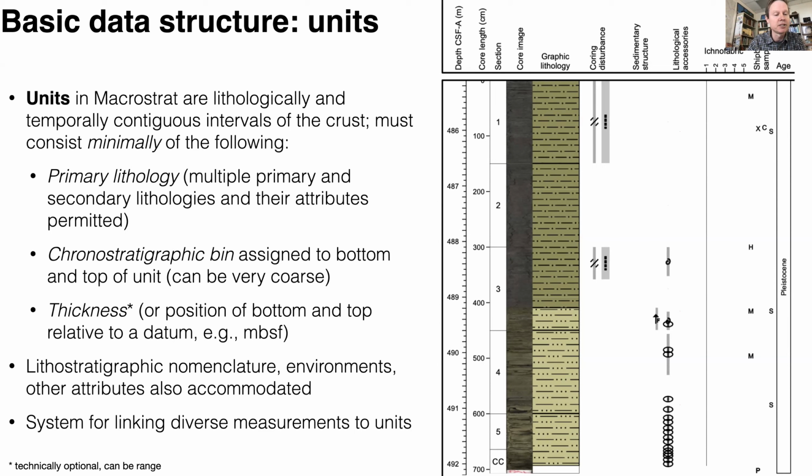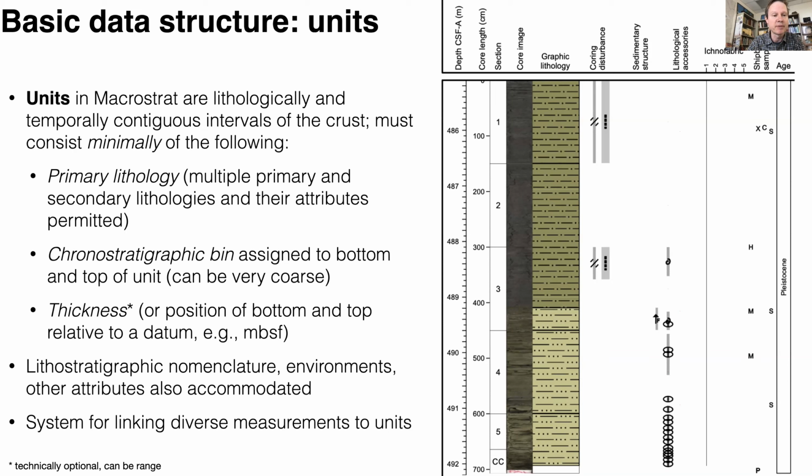explicit chronostratigraphic timescales. A unit must also have a thickness. Technically, this is optional, or it must have a position of bottom and top relative to some datum, for example, meters below sea floor. And then, of course, there's a whole wide range of other data that are optionally associated with units. This can be lithostratigraphic nomenclature. Macrostrat has 50,000 or so names and hierarchies stored for rocks. Environments of deposition and a bunch of other attributes are also accommodated. There's a system for linking diverse measurements to units.